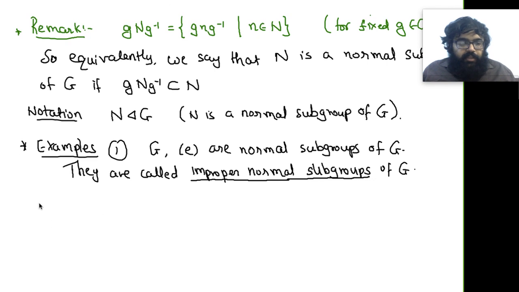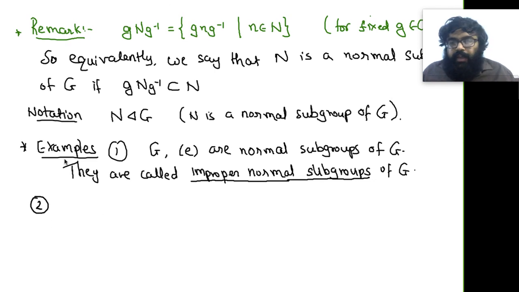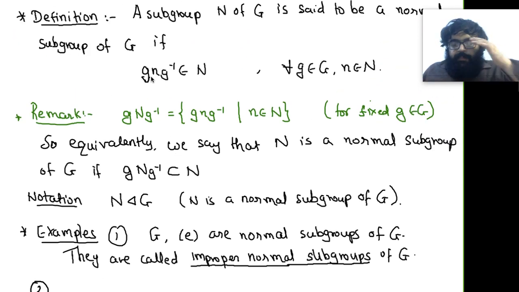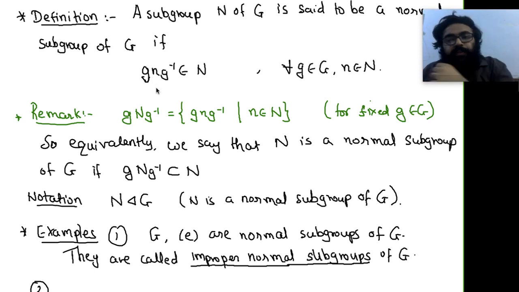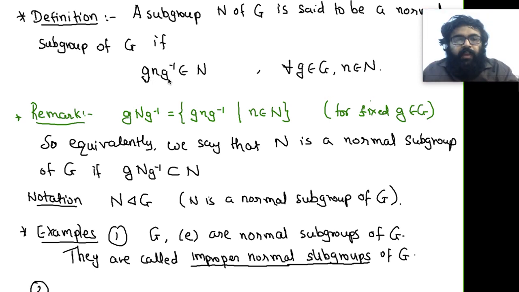And second example, we don't have to struggle anywhere if we are looking at the abelian case. If the group G is abelian, then what happens? Every two elements commute, so you can see this g n, we can write as n g, and then we have g inverse. So g n equals n g, and g inverse, if we apply associativity, we have n e, which is n. Of course, n is an element of N. So n must belong to N.